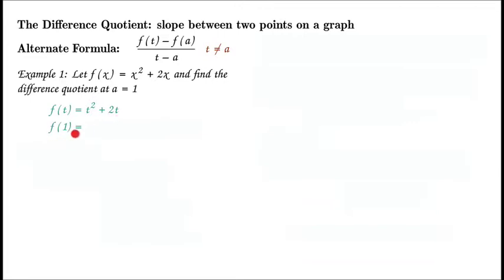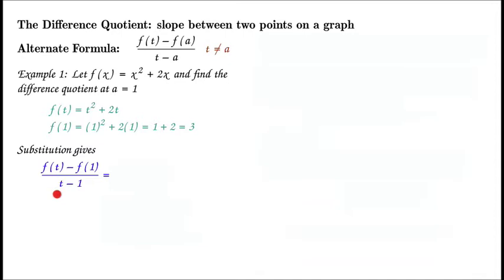f of 1 is an evaluation of that function, so everywhere I see an x, I'm going to place a 1. So I get 1 squared plus 2 times 1, which is 1 plus 2, which is equal to 3. Substituting into our alternate formula for the difference quotient, our formula becomes f of t minus f of a over t minus 1. So the numerator looks like t squared plus 2t from the f of t, subtract the 3 from f of 1, and we have that t minus 1 in the denominator.